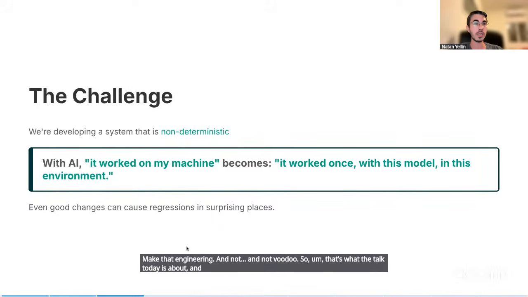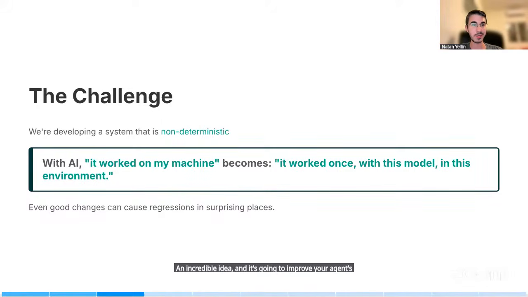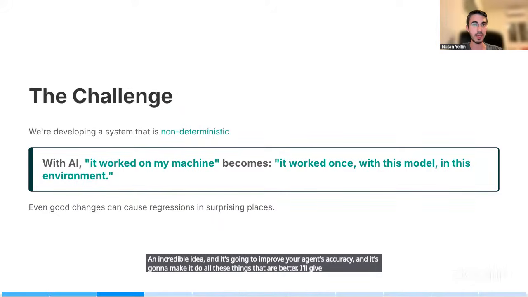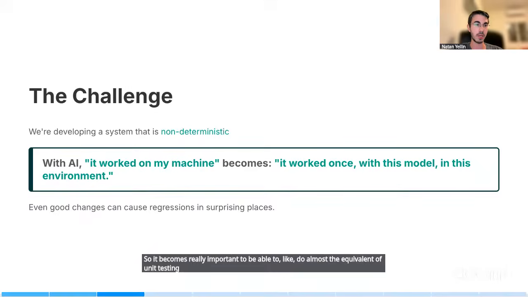I'll give you a few examples of this, but you could make a change or add a new feature or do something that seems like an incredible idea and it's going to improve your agent's accuracy and make it do all these things that are better. I'll give some examples of this in just a moment. And it makes results go into the trash. So it becomes really important to do almost the equivalent of unit testing on AI agents, and walk through what that actually looks like. So that's the goal and the motivation.